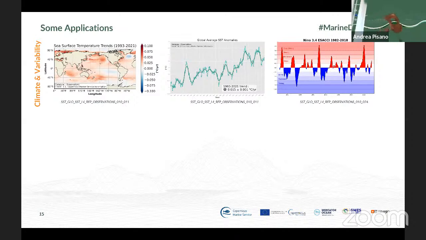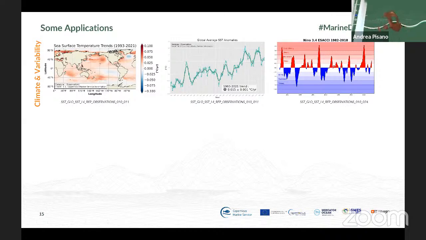Now, just to give you some application examples, let me start with the multi-year products. All these products are very accurate and long enough to be used for climate and variability studies. As an example, by using OSTIA-REP, you can build a spatial map of the sea surface temperature trends. In this case, the temporal coverage spans from 1993 to 2021.